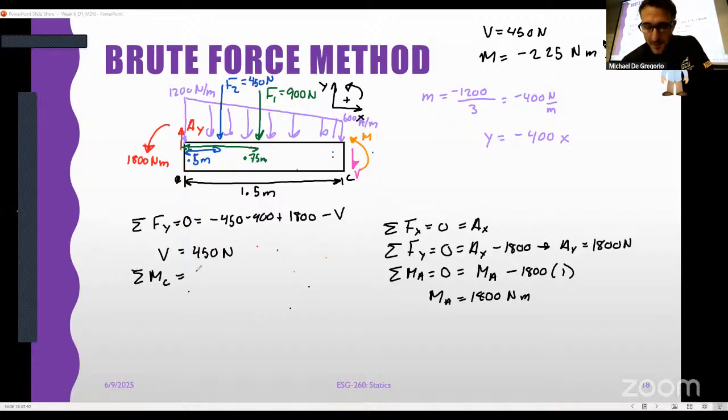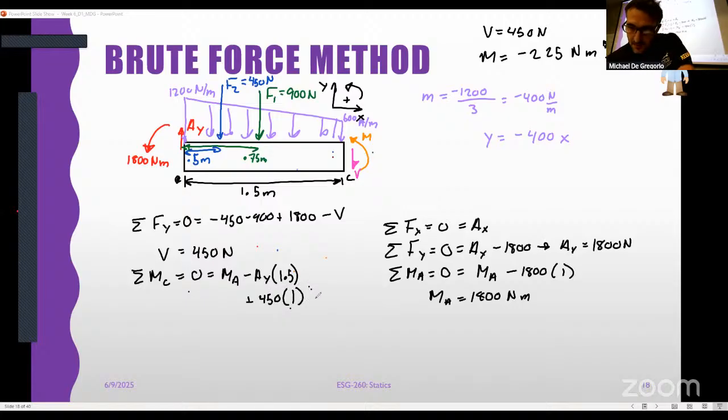We sum the moment at C. We end up with MA. And the rest of these, AY is going to be negative, right? Minus AY times 1.5. The rest of them are positive. Plus 450 times 1 meter. Plus 900 times 0.75.